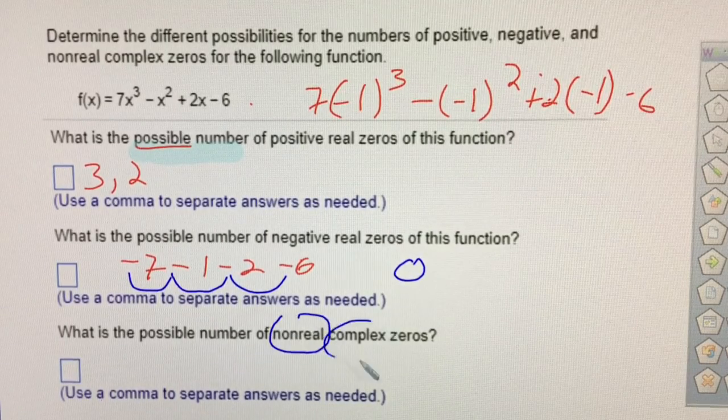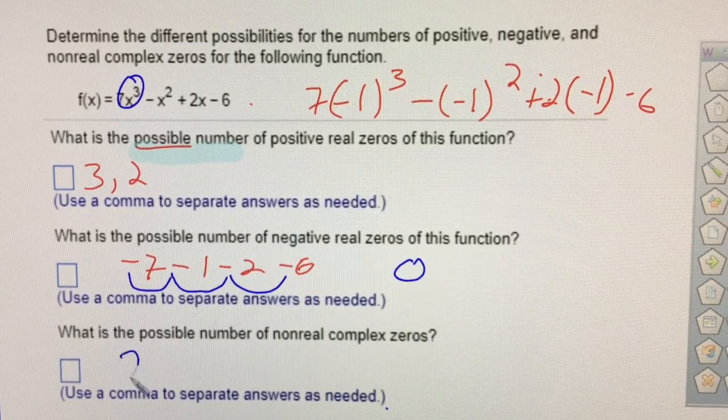Possible number of non-real complex zeros. Notice it's to the third. So the possible number of non-real complex zeros could be at most 2 or 0.